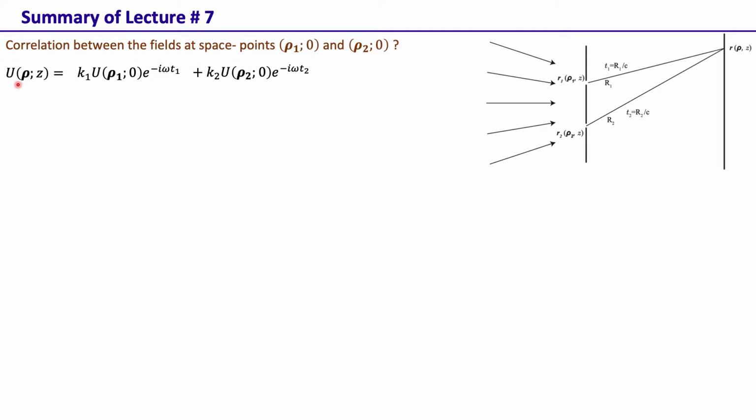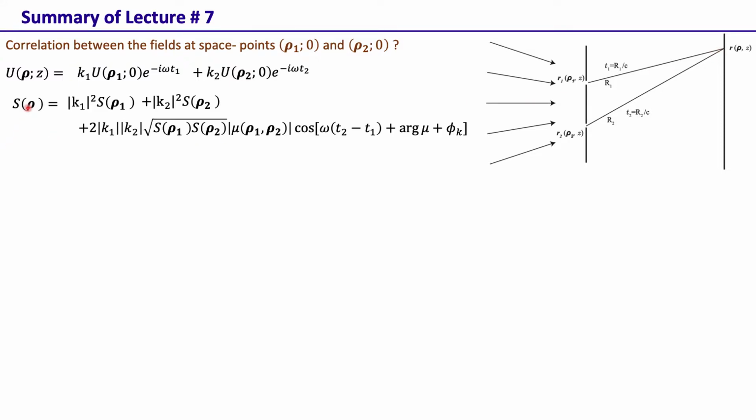So the field u(rho, z) is made of u(rho 1, 0) and u(rho 2, 0). There are these factors k1 and k2. These are geometric factors that depend on the size of the slits that we put here. And this e to the minus i omega t1, e to the minus i omega t2, these are the phases acquired by the field because of the distances that they travel before reaching this point.